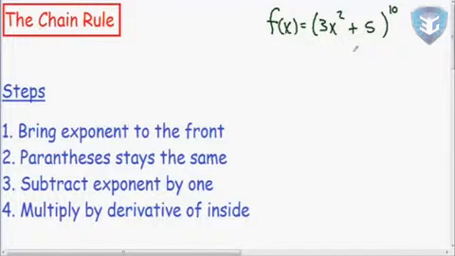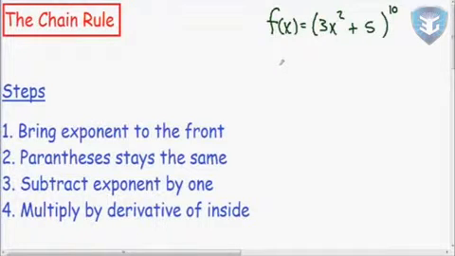And the cool thing about using the chain rule is that it allows us to take the derivative of this function without expanding. Obviously, if we expanded something to the 10th power, that would take forever. So it saves us a lot of time, and it's very useful. So let's just get started right away with this example.